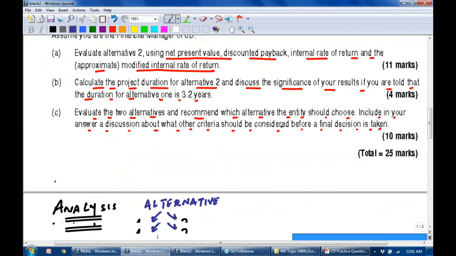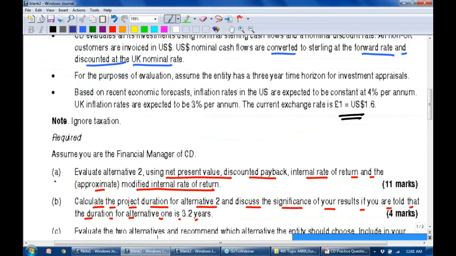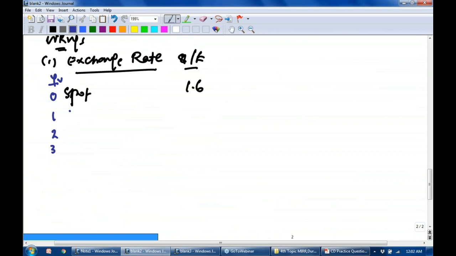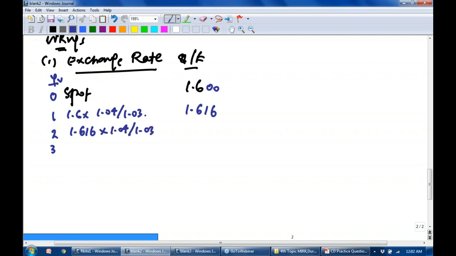The inflation rates: continuation with what rate? That is 4% US and 3% UK. So that's simple: 1.6 multiplied by 1.04 divided by 1.03. It's very simple. 1.616. 1.616 multiplied by 1.04 divided by 1.03.